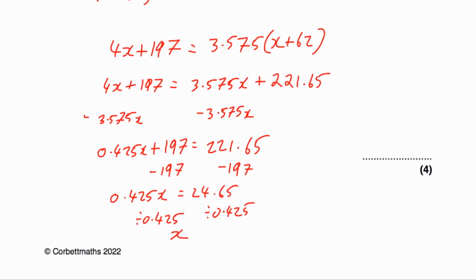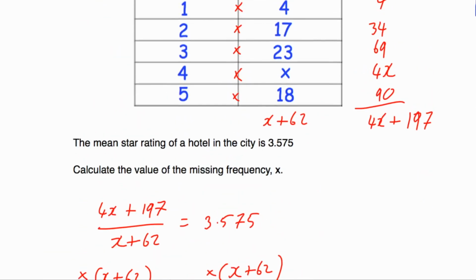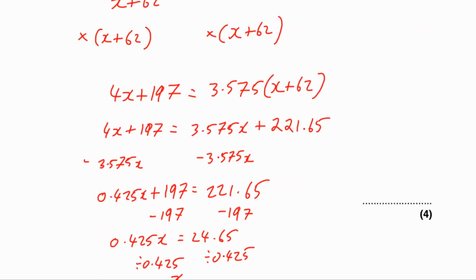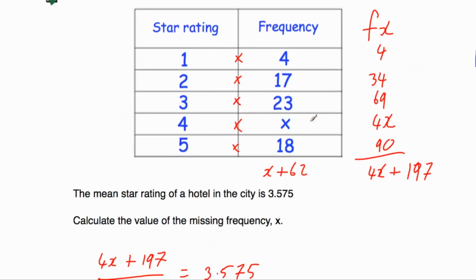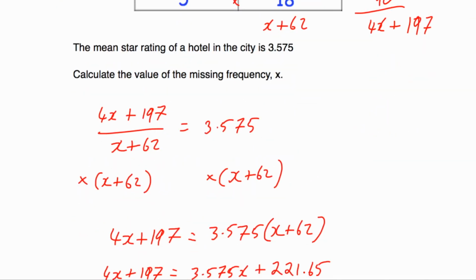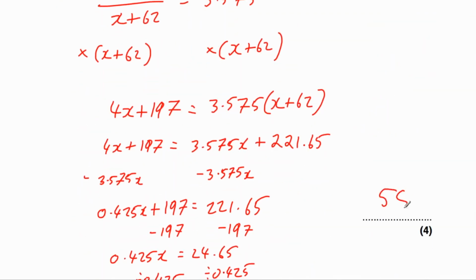And on the right hand side, whenever we divide this, we're finding x, which is a frequency, so hopefully this will be a whole number. If this is a whole number, we could be correct. So 24.65 divided by 0.425 equals 58, and that's fantastic. So that is a whole number, and if we go back up to our table, that means it should be 58 hotels with a 4-star rating. Now we could check our answer and see if we get a mean of 3.575, but I'm pretty confident we've got that right, so our answer is 58.